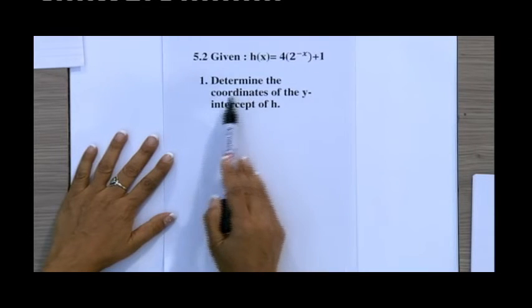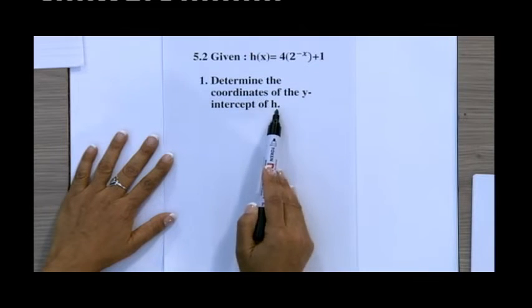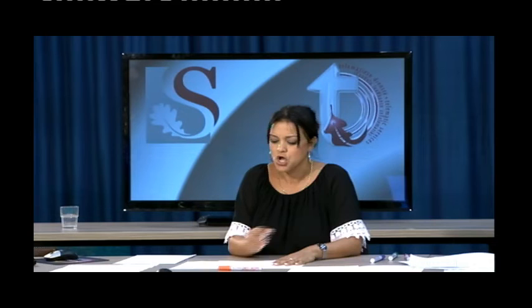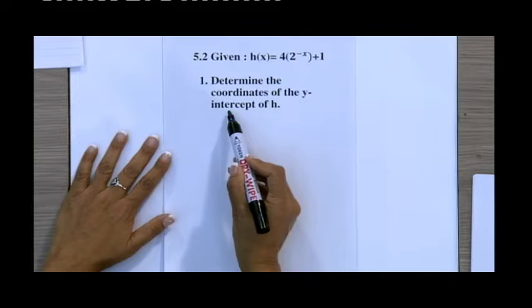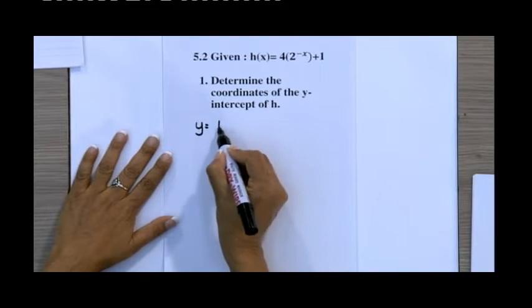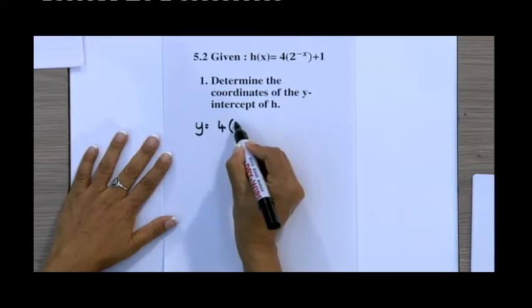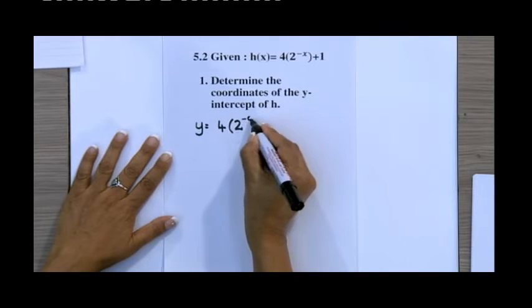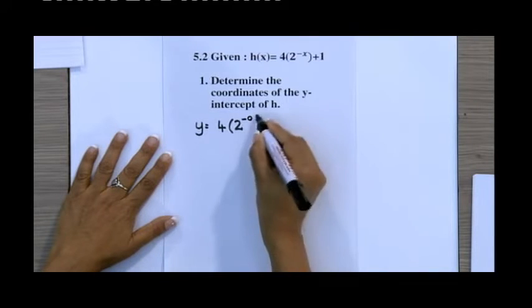Question number 1 says, determine the coordinates of the y-intercept of h. This is now not a problem for us, because if they're looking for the y-intercept, I make x naught. So I take my equation that is given to me, 4 times (2 to the power of negative x) plus 1. I want the y-intercept, so I make x naught. Are you happy with that?